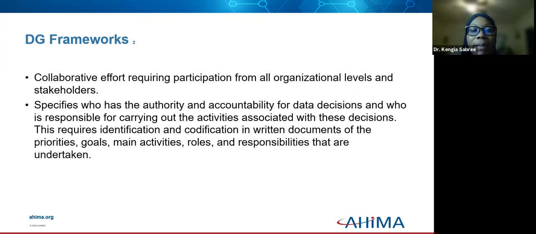Another one is that it specifies who has the authority and the accountability for data decisions and who is responsible for carrying out the activities associated with these decisions. So this requires identification and is written in the documents: priorities, goals, main activities, roles, and responsibilities that are typically undertaken.